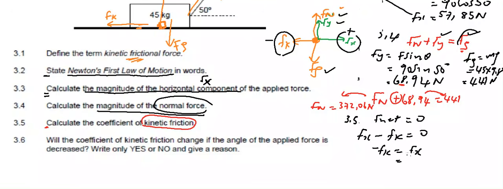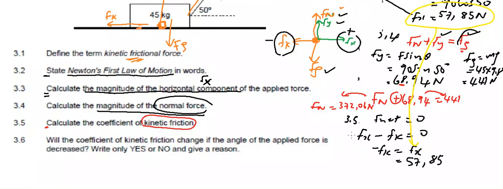Then Fx is already calculated there. So that is Fx already calculated there. Then let's bring Fx down. So our Fx is 57.85.